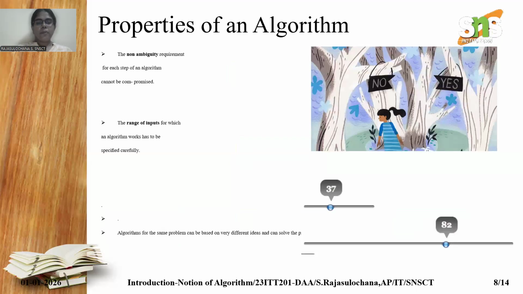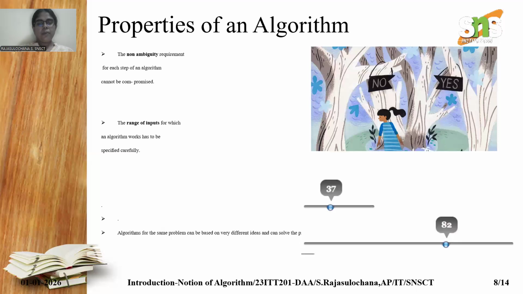Here are some of the properties of an algorithm. It has to be unambiguous for each step of the algorithm. It should not be compromised. Similarly, the range of input for which an algorithm works has to be specified clearly.